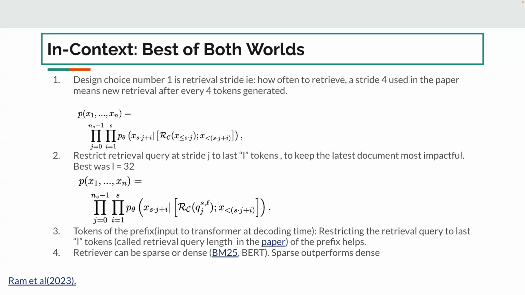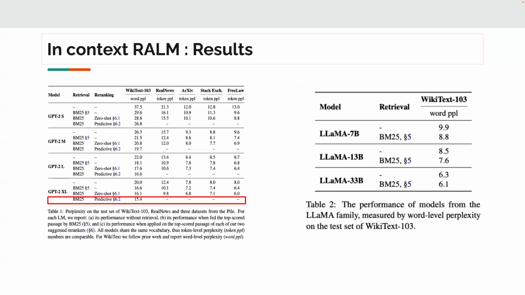Also, another cool thing is this worked better with BM25 than it would work with a BERT. So a non-neural retriever performed better in the case of in-context RALM.